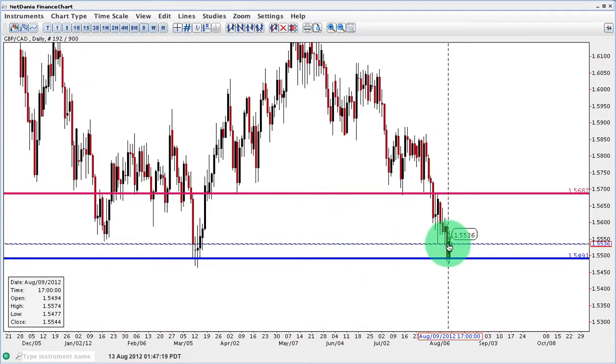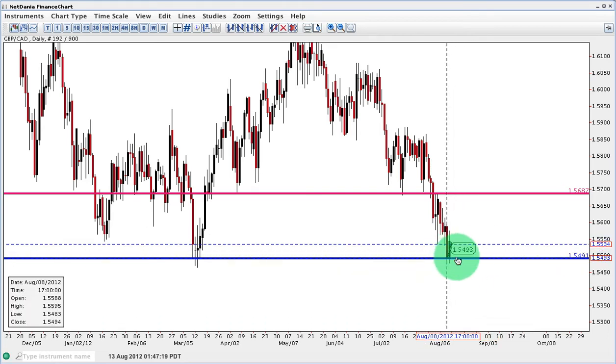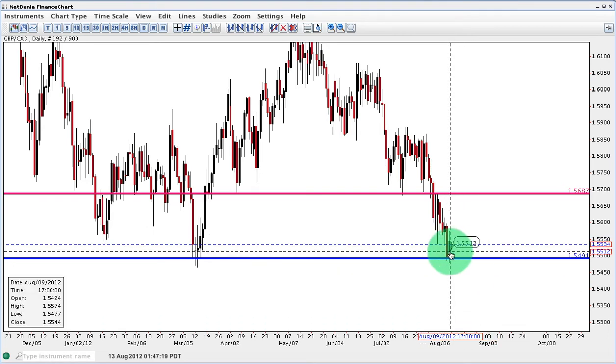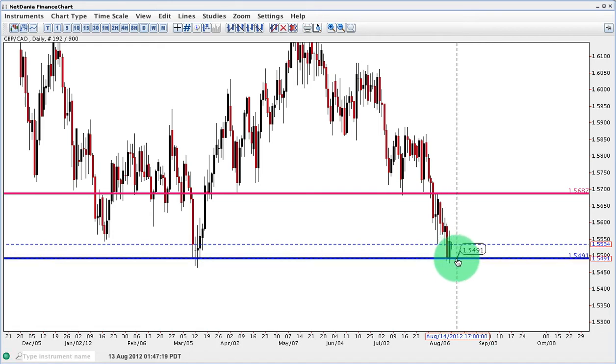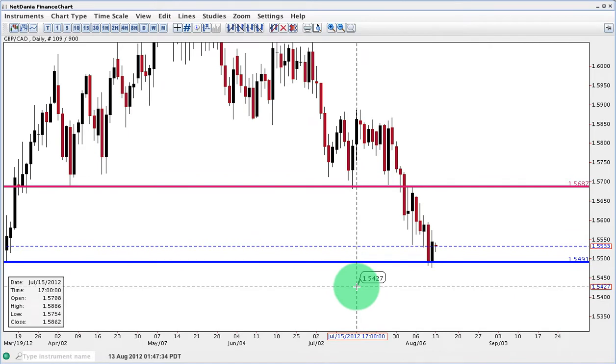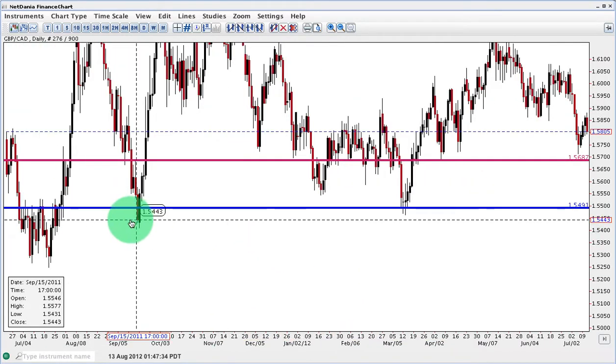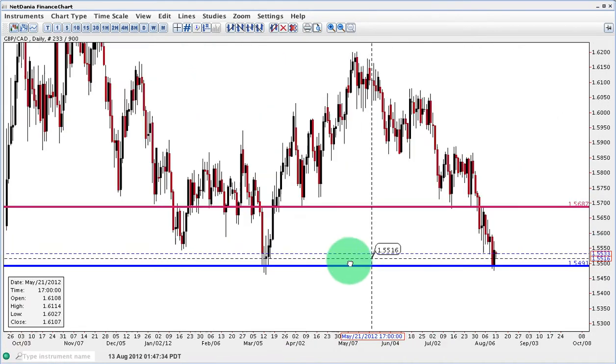So here we are again. It is August 13th. That's today's date. And on Friday, on the 10th, we tested the area once again, and we had a nice rejection. Now this time, previously we had different formations. We had the railroads here, we had the double tweezers there.